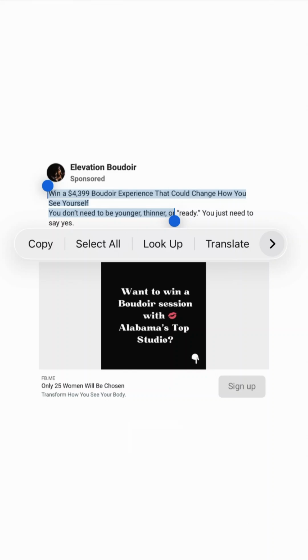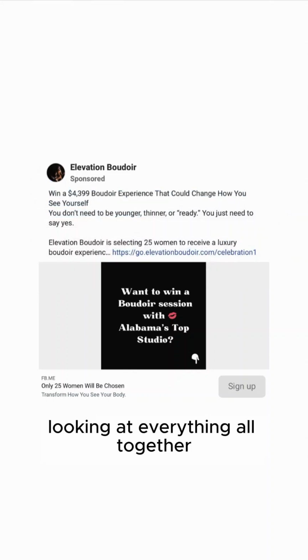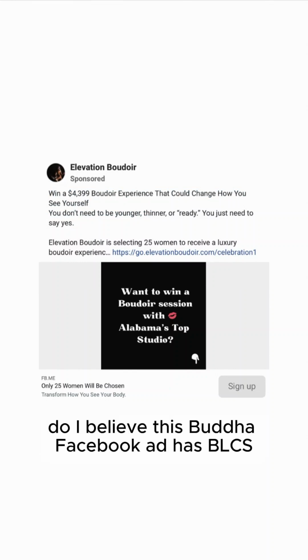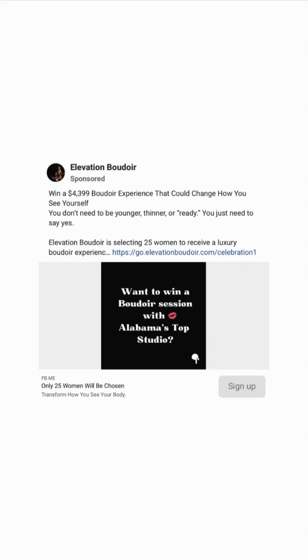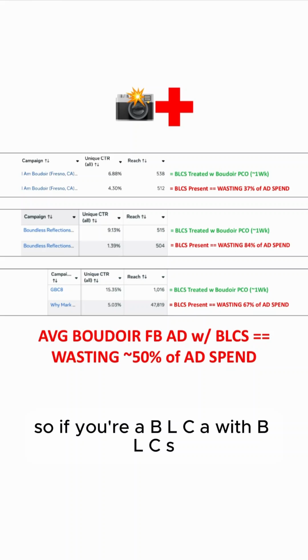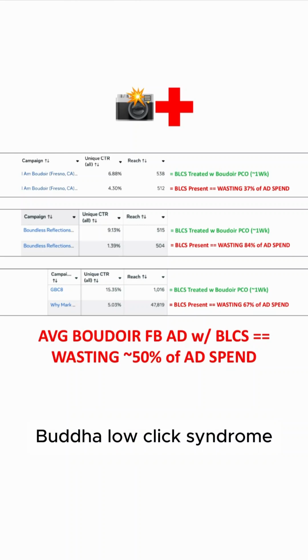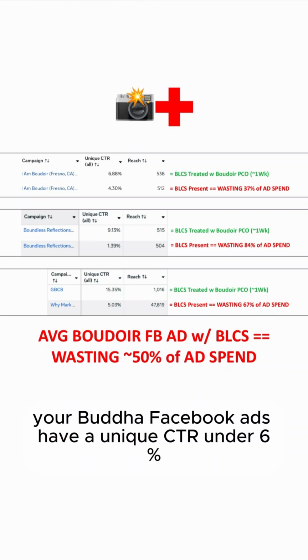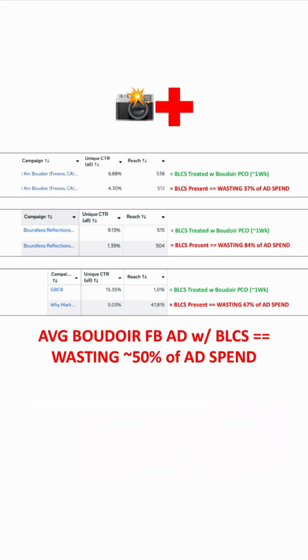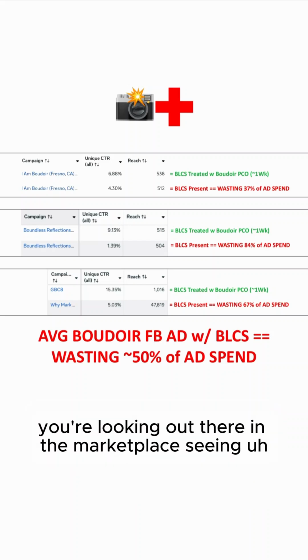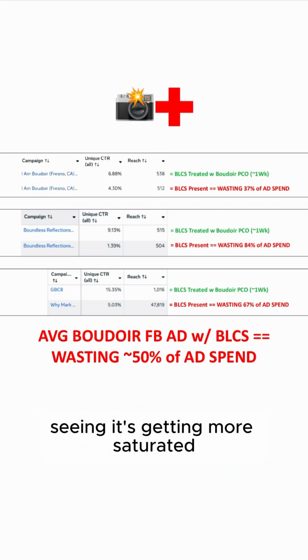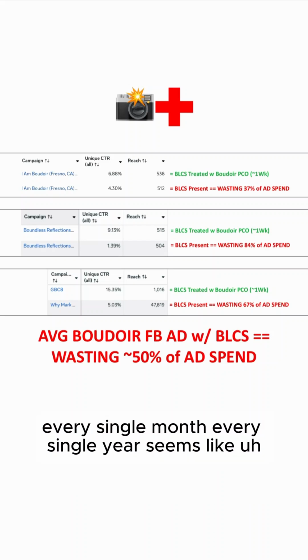Now, looking at everything all together, do I believe this Boudoir Facebook ad has BLCS, has a unique CTRL under 6%, has Boudoir low click syndrome? Yes, I do. So if you're a BLCA with BLCS, if you're a Boudoir low click advertiser with Boudoir low click syndrome, your Boudoir Facebook ads have a unique CTRL under 6%, and you're looking out there in the marketplace, seeing it's getting more saturated, kind of every single day, every single week, every single month, every single year.